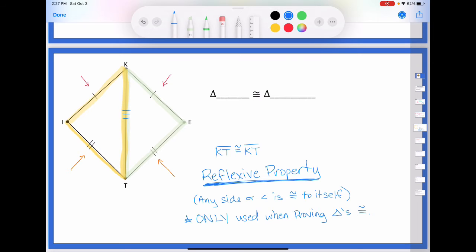Now we saw in our warm-up that when we had all three pairs of sides congruent, the angles would be congruent as well, right?